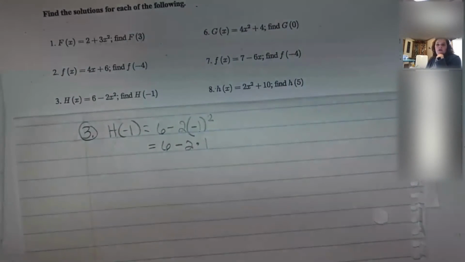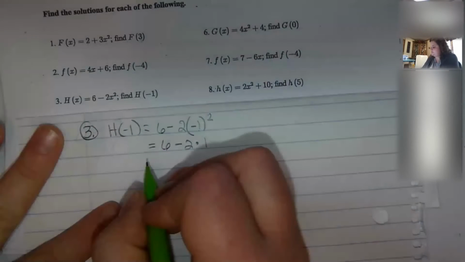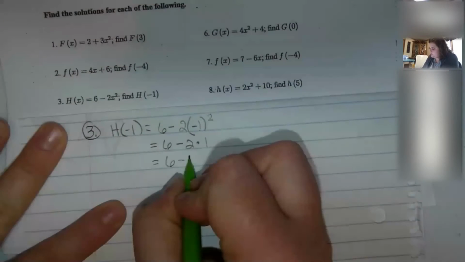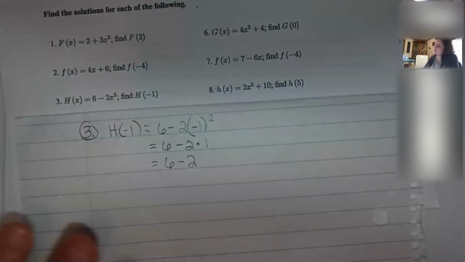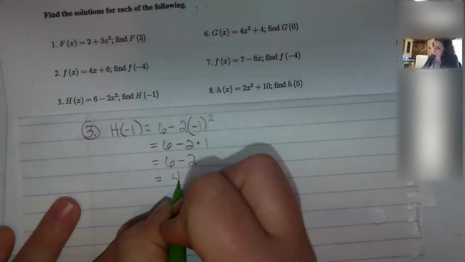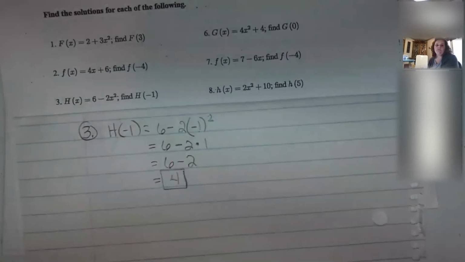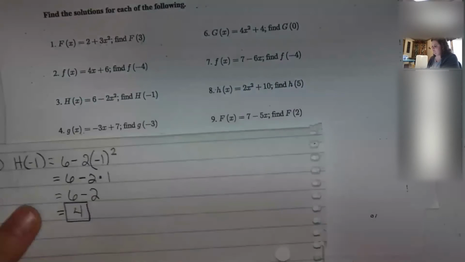So now I'm going to do multiplying. 2 times 1 is going to get me that 2. So I have 6 minus 2, which is 4. Okay, so function notation is just plugging that number in. We'll do one more. We'll do number 4.